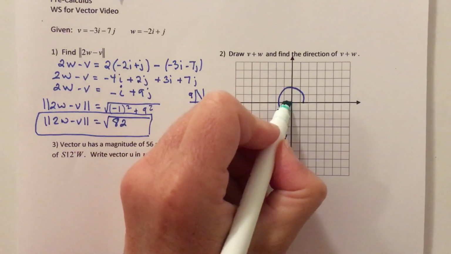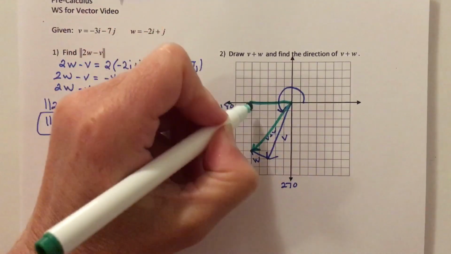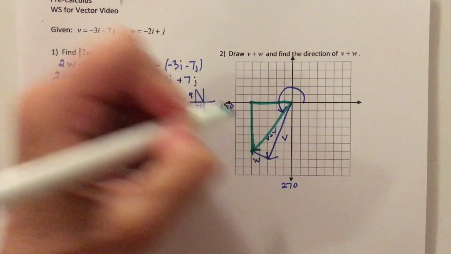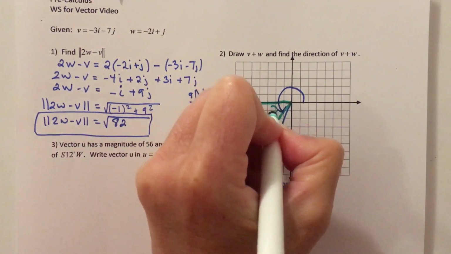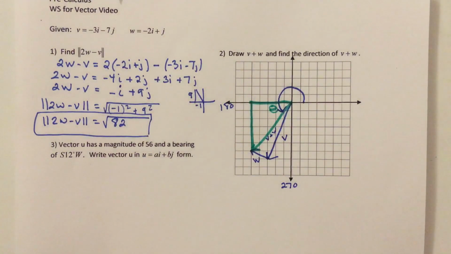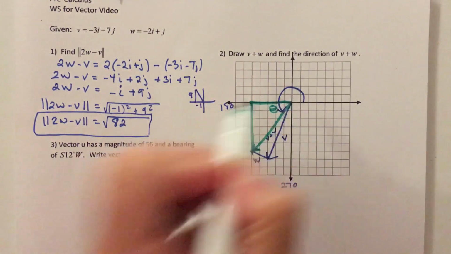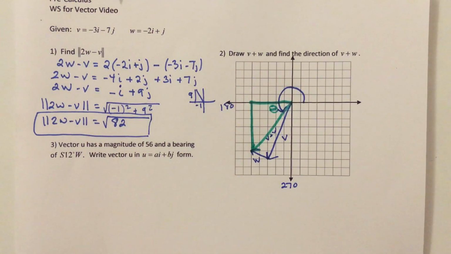So what I'm going to do is go over and go down, and then I'm going to use that green triangle to find this angle right here. If I know that angle, then I can just add it to 180 and get my direction. Again, the key to the problem is to make the result vector the hypotenuse of a right triangle.